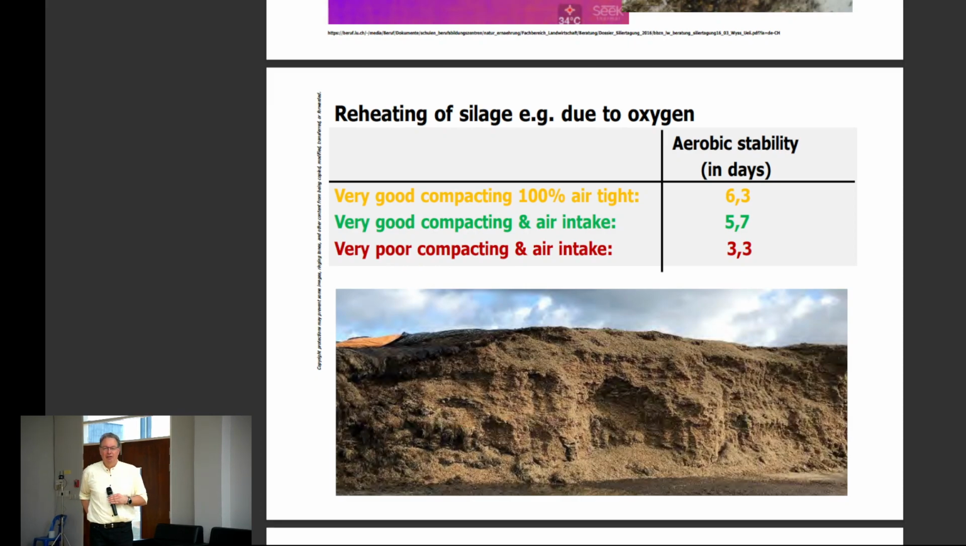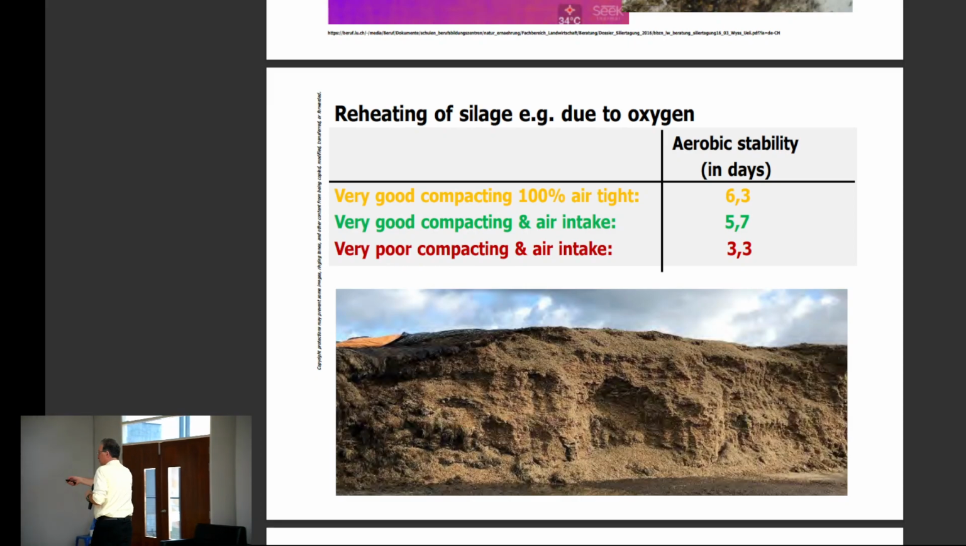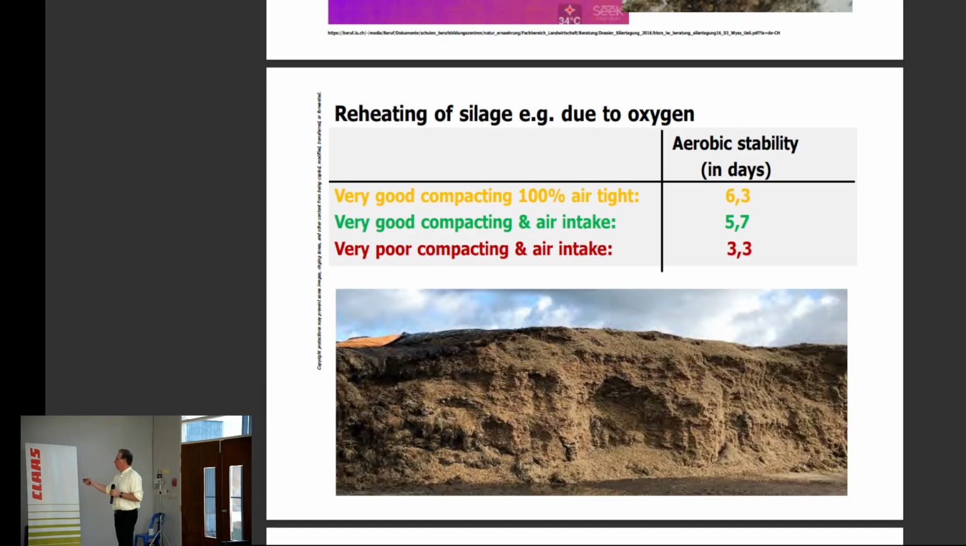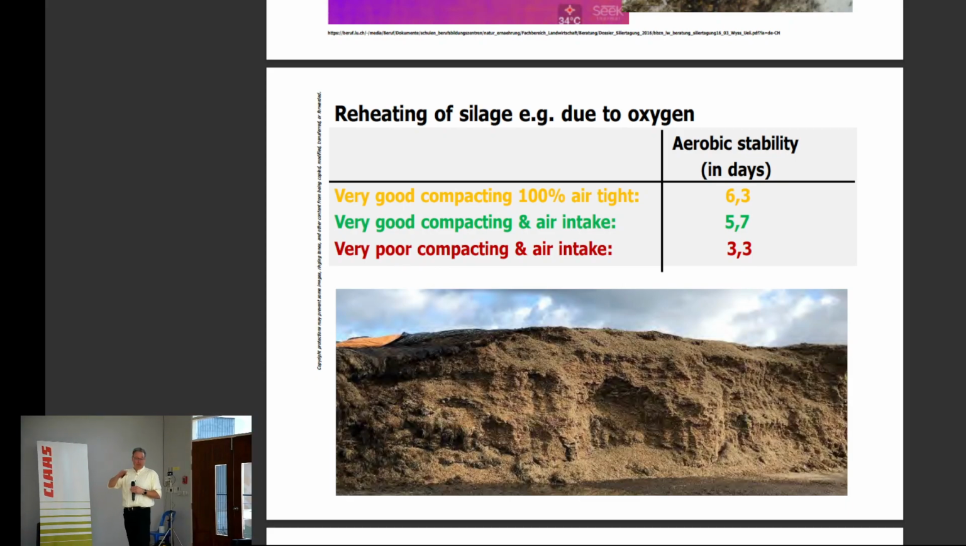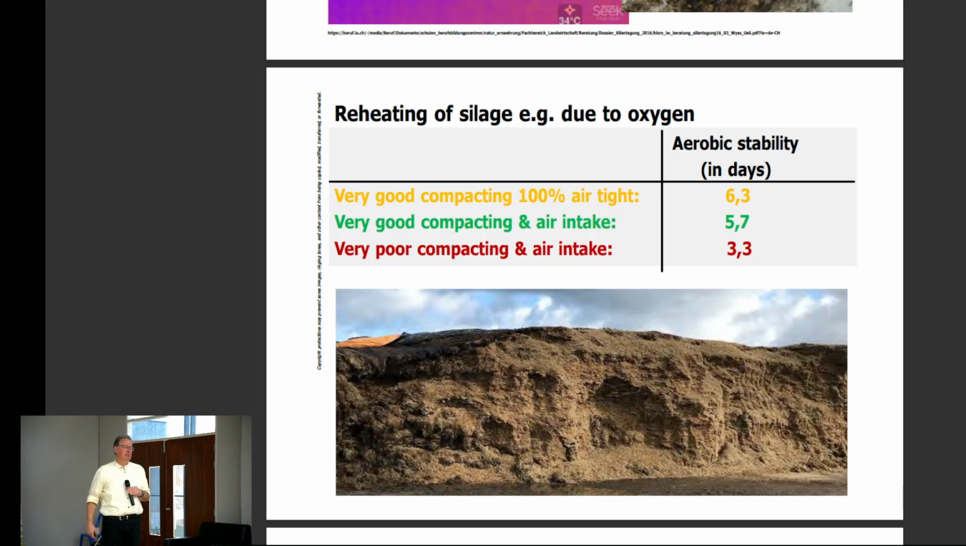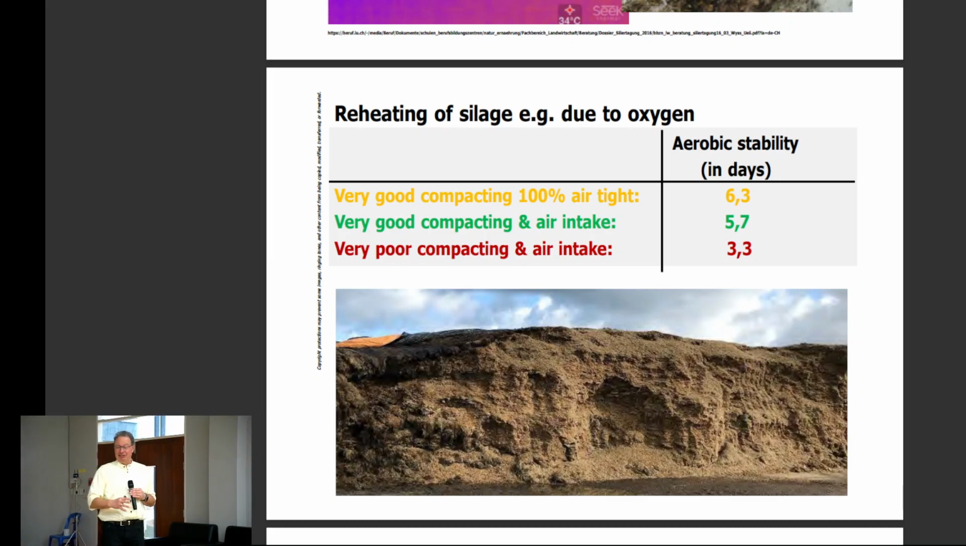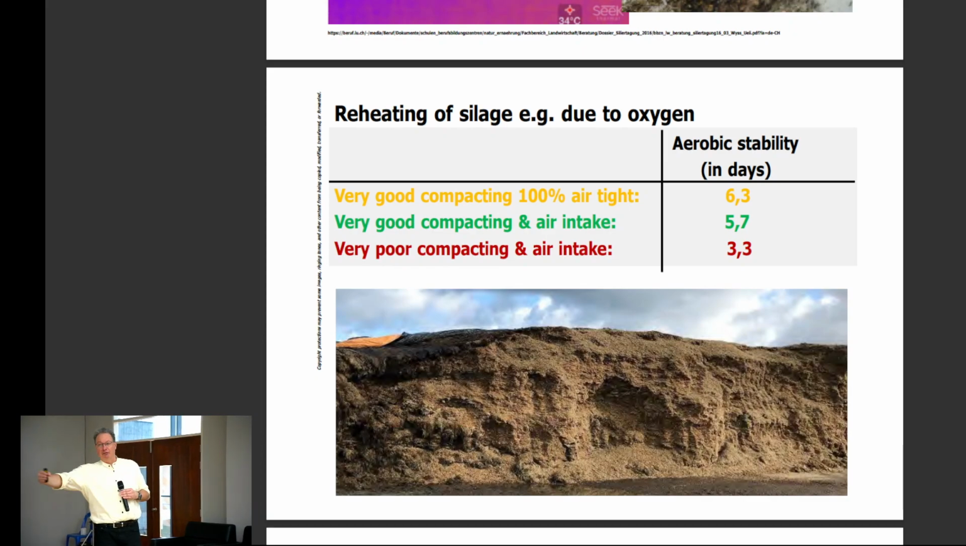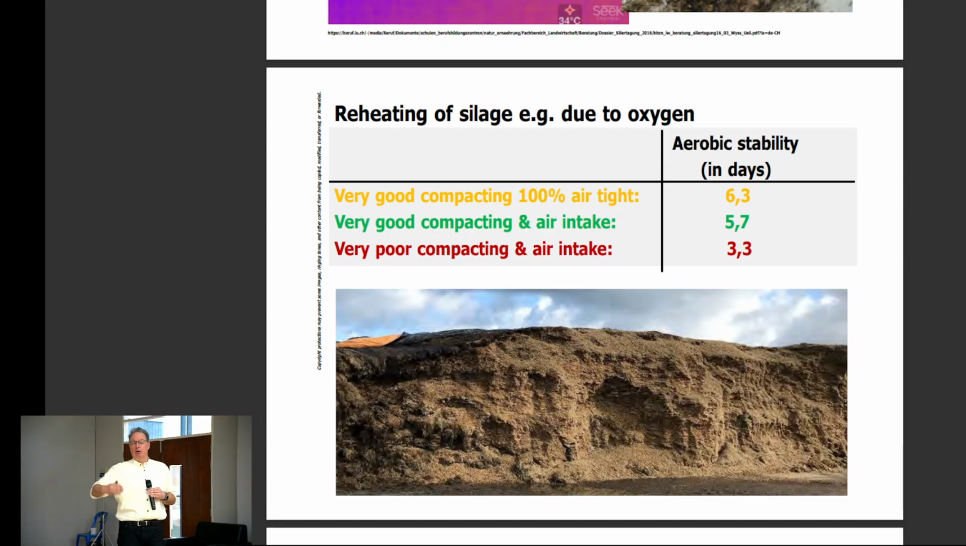What does it mean? That means, okay, if it's really compacted and airtight, and you take silage out, put it on the table, you can wait for 6 days, and it will start to degrade after 6 days. If it's poorly compacted, you can put it on the table, and it already starts after 3 days. Again, one of the reasons for a lot of intake, so this 5 meters per week, and why to be quick enough at that time.